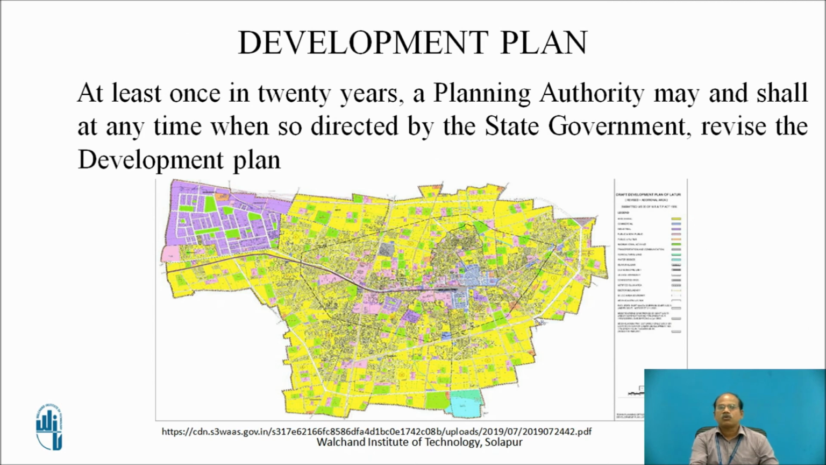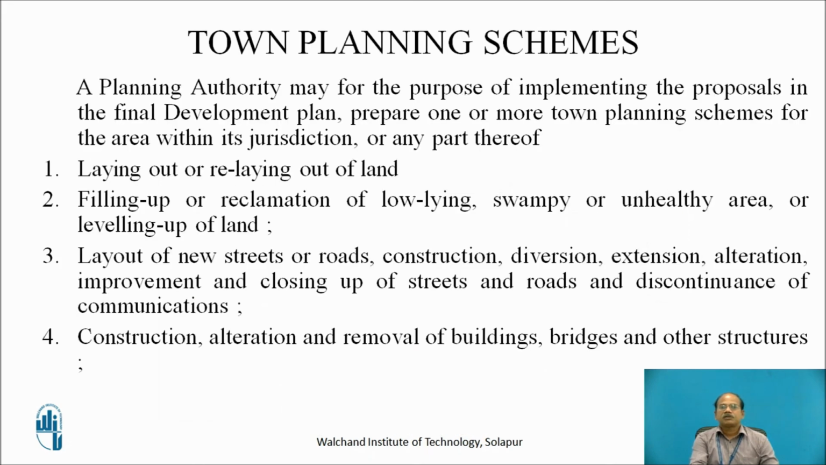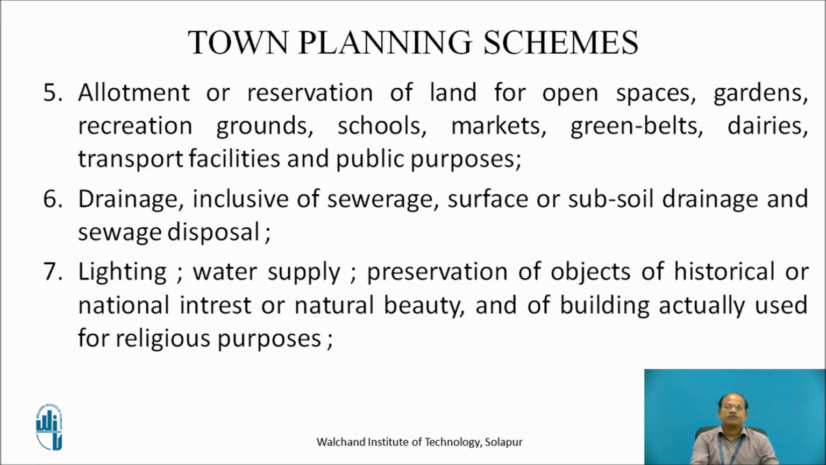You can see now the development plan of Latur town. Earlier we have seen the regional plan. There are town planning schemes which are primarily focusing with a similar methodology but focusing primarily on a smaller area. So it can be for the section of a town instead of looking for the overall town. Allotment of reservation of the land for open spaces, gardens, schools and public utilities in urban areas are given prime importance in town planning schemes.